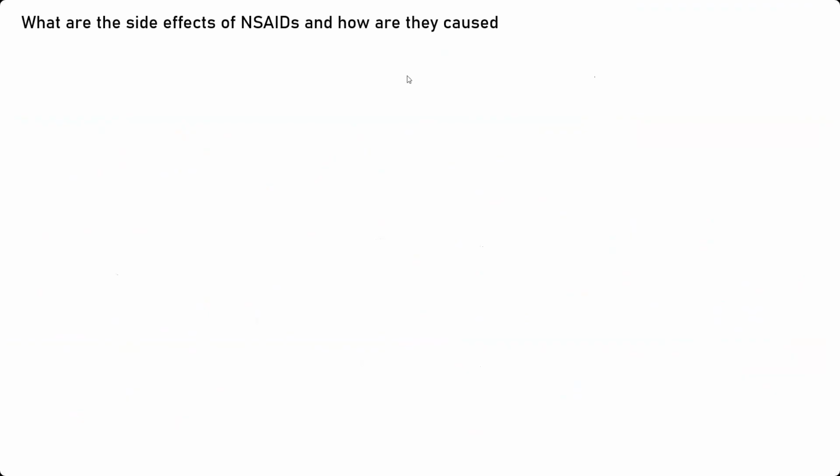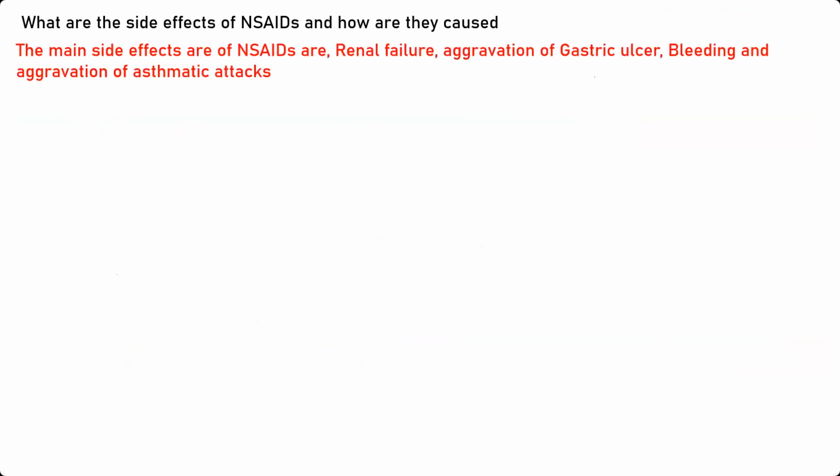What are the side effects of NSAIDs and how are they caused? They cause gastritis, renal insufficiency, and bronchospasm in patients with known asthma. Very good. So the main side effects are renal failure, aggravation of gastric ulcer, bleeding, and aggravation of asthma. These are the 4 important side effects.